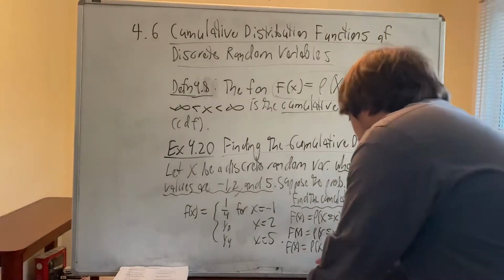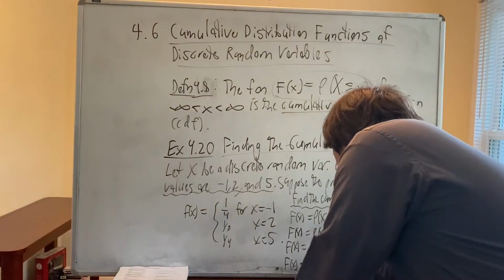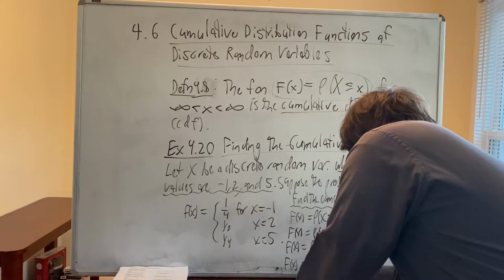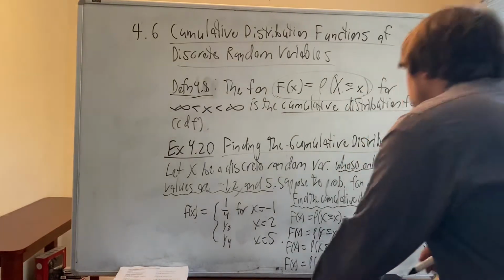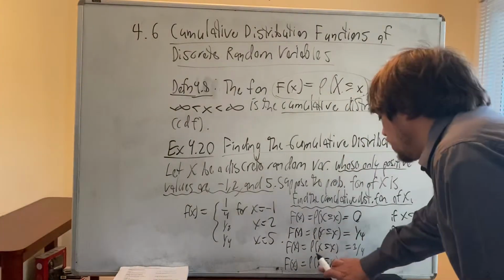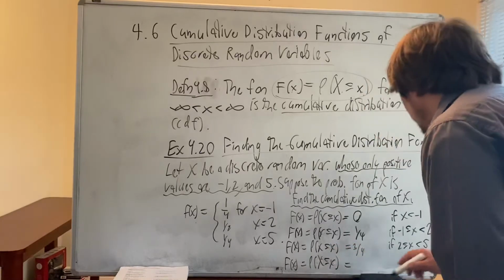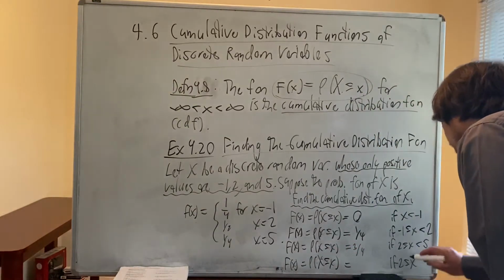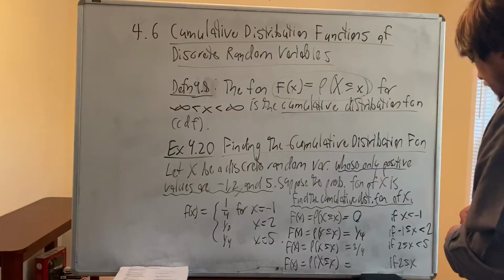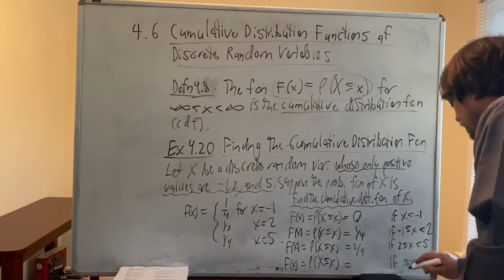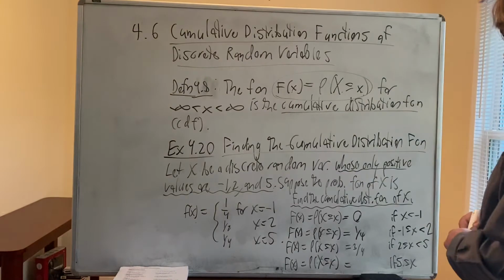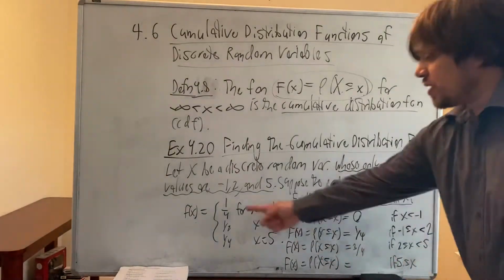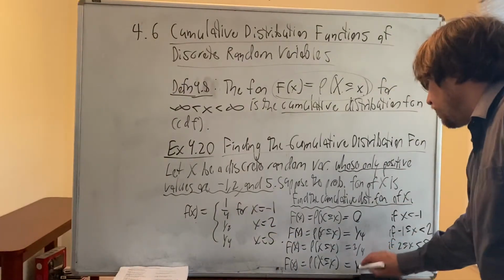And then the last value to consider is the probability that capital X is at most little x if x is greater than or equal to 5, or 5 less than or equal to x. Then the probability is the sum of those, which is 1.